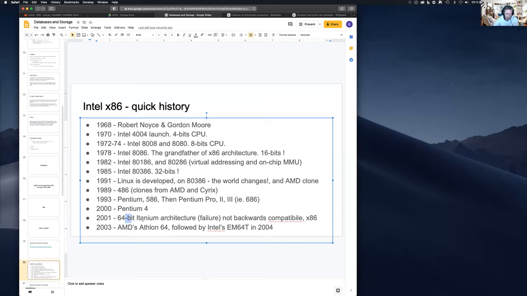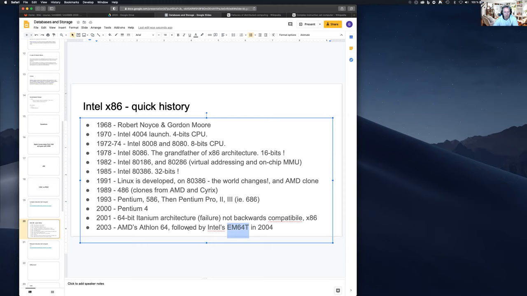You probably never heard of it, and you've never seen it, right? I remember all of those things. I even remember the 8008, because that was the era when I got into computing, in the mid-80s. But you probably never heard of the Itanium. Then two years later, AMD came up with a 64-bit architecture which was backwards compatible. And that one took over, right? So Intel agreed and came up with their own, which was compatible with AMD, and they agreed that they would do this 64-bit architecture.